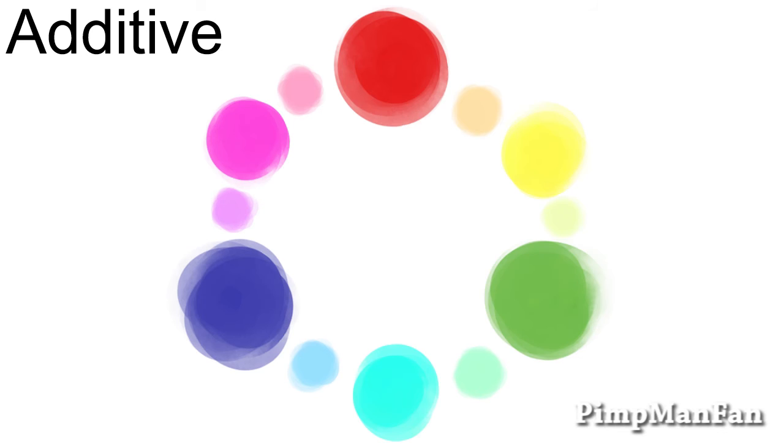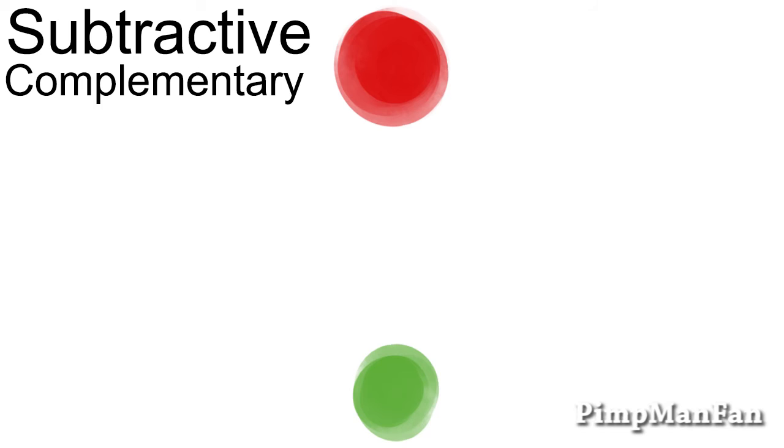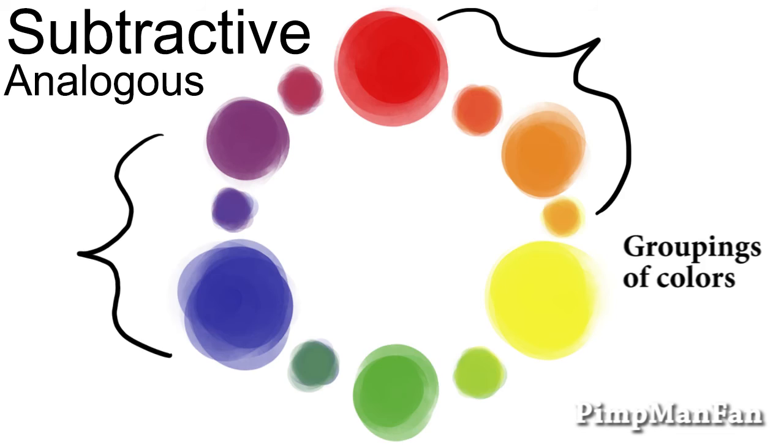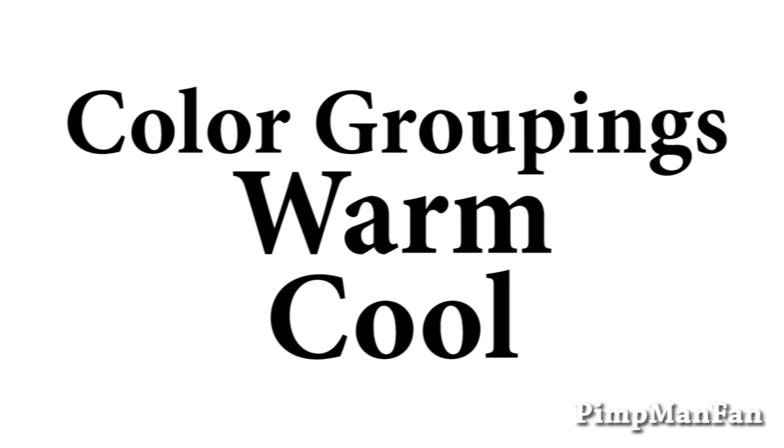Complementary colors are colors that are directly across from each other on the color wheel. Examples with a subtractive color wheel will be red and green, orange and blue, and yellow and violet. Analogous colors are those close together on the color wheel. Another grouping of colors is warm and cool colors, which emulate what their names imply. This applies to both additive and subtractive colors.